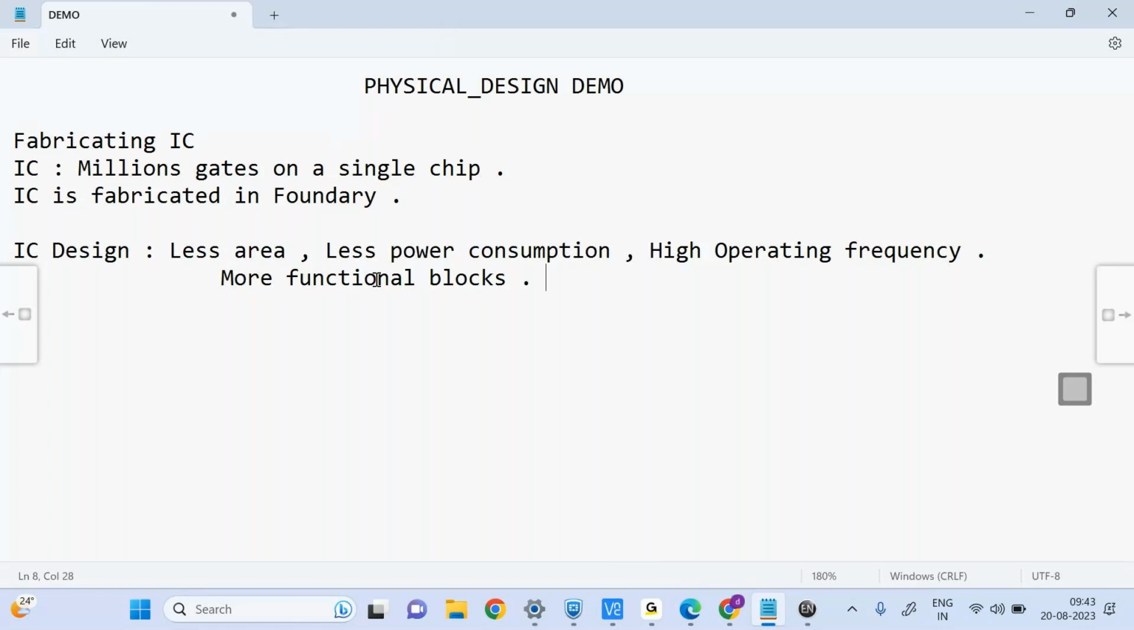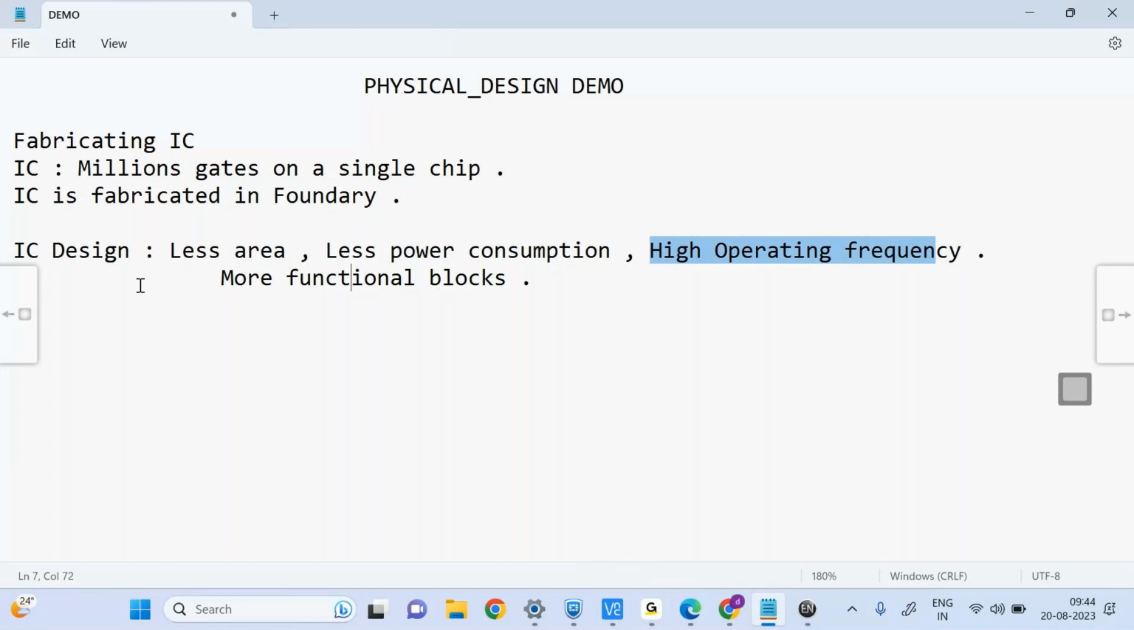So if this IC fails in any one of these aspects, the company will lose its market. That's it. Then the company will suffer a huge loss. So before sending the IC to fabrication, we have to see that the IC is functioning properly, it is consuming less power, it's operating with high frequency, and it's having less area. So we have to ensure that.